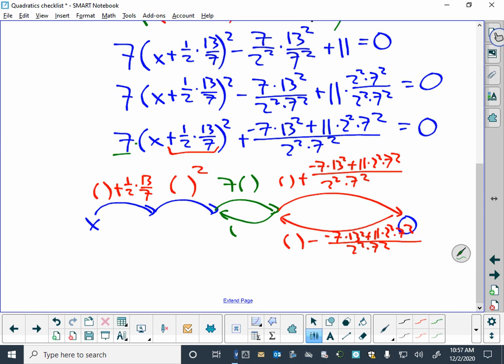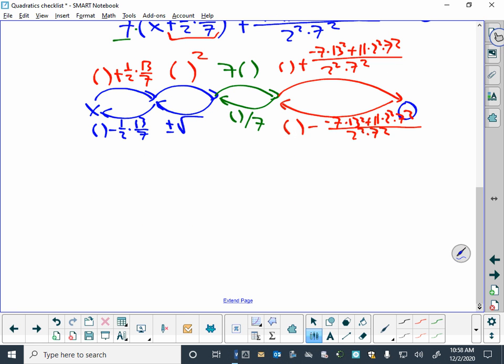This is going to be dividing by 7. The opposite of my squaring, my inverse operation there, is a plus or minus square root. And then I will finally subtract 1/2 times 13 over 7. Okay. Or 13 over 2 times 7. I may end up writing it that way at the end.